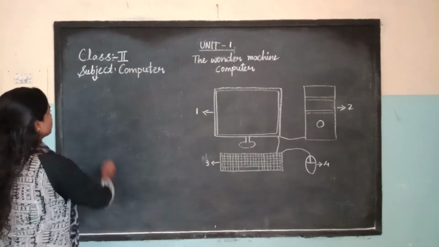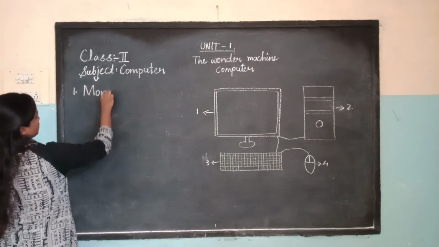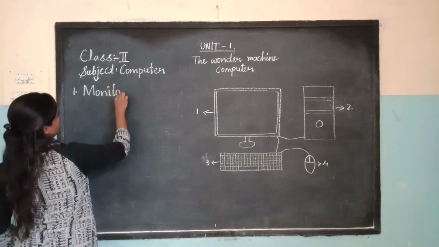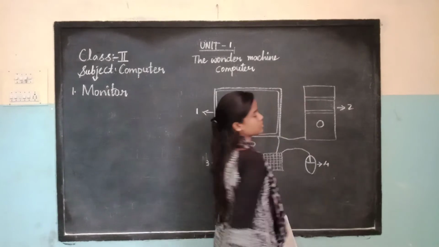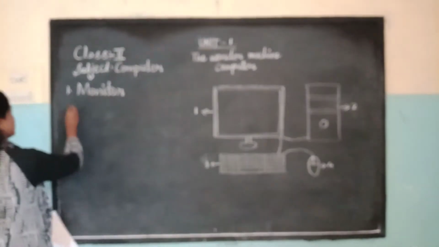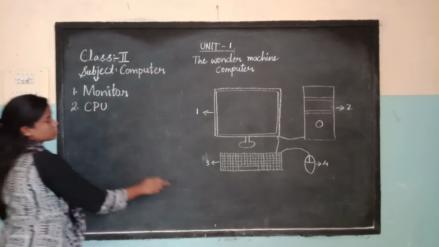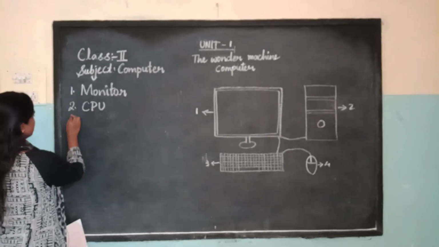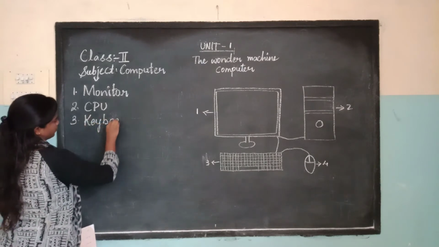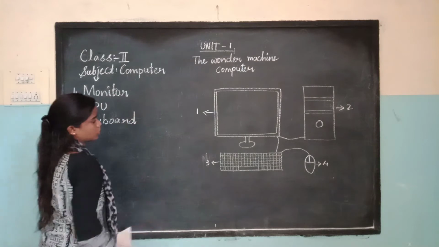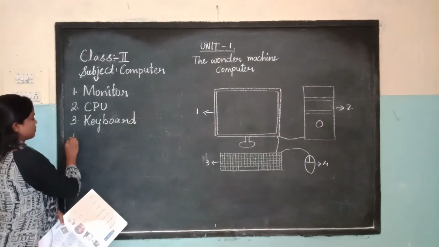What is this first one? First one is a monitor. Okay, and what is the second one? What is this part called? Yes, it's a CPU. And what is this third one? Good, it's a keyboard. And what is the fourth part of the computer? What is this part? Yes, it's a mouse.